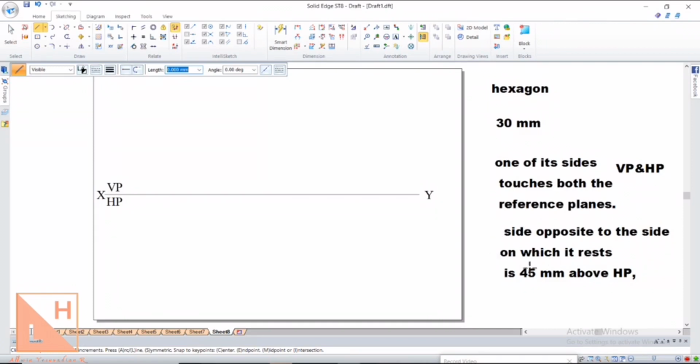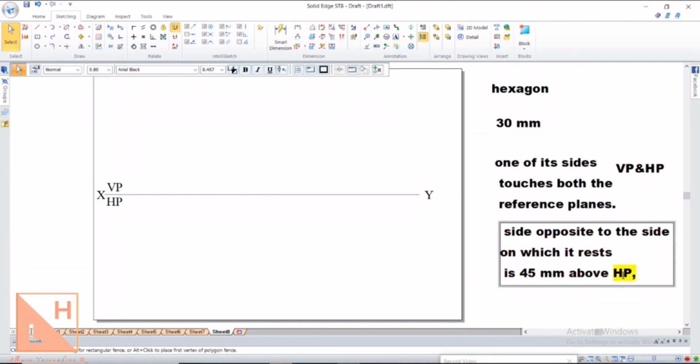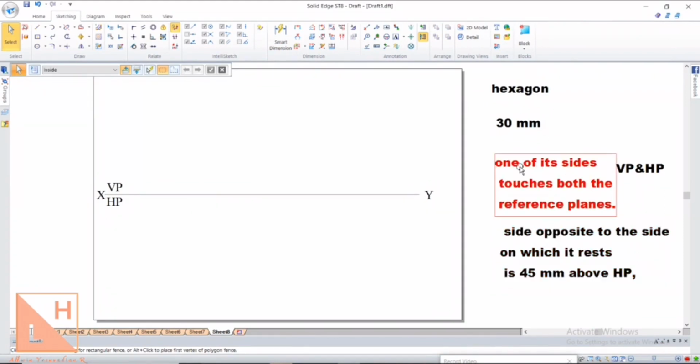The second statement says the side opposite to the side on which it rests is 45 mm above HP. Usually in many of the problems we will find the angle given with respect to HP, that is the lamina inclination. But this is a problem where instead of an angle they have given the height at which the edge is going to be lifted up, which is 45 mm above HP. So we'll satisfy this condition later, but using this condition we can decide that we need to draw the hexagon on the horizontal plane, and it says that it is resting on one of its sides. So we need to draw the hexagon with edge condition.